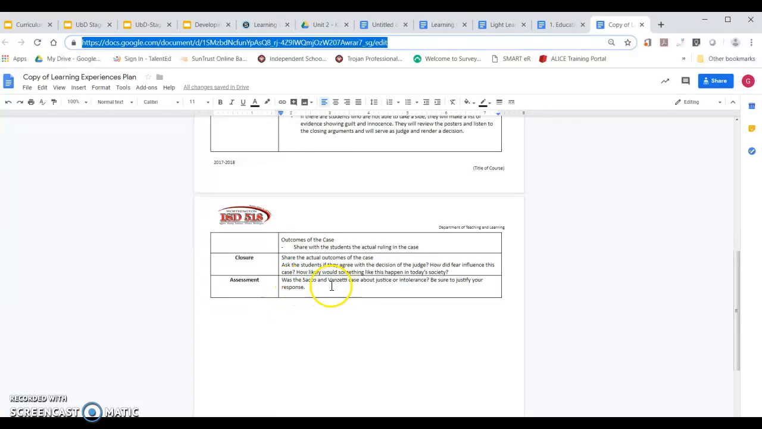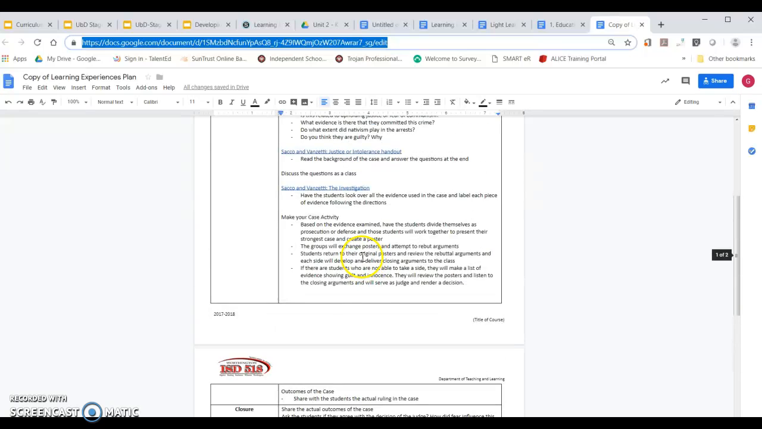what was the Sacco-Vanzetti case about, justice or intolerance, and be sure to justify your response. So there's not a worksheet here, nothing that's real informal, but really just taking you through and saying, this is what I'm going to have to do. The students are just going to write this down real quick, and I'm going to look at it to see, did the students understand the concepts that I wanted them to learn in this lesson?